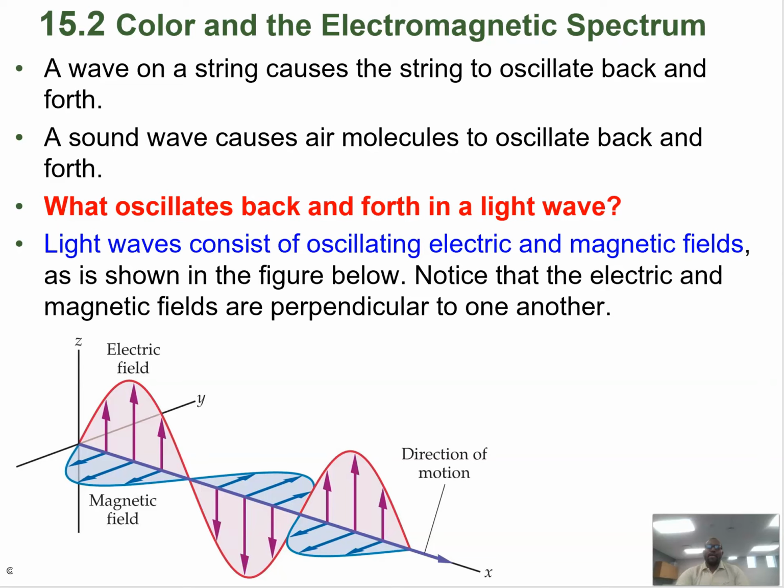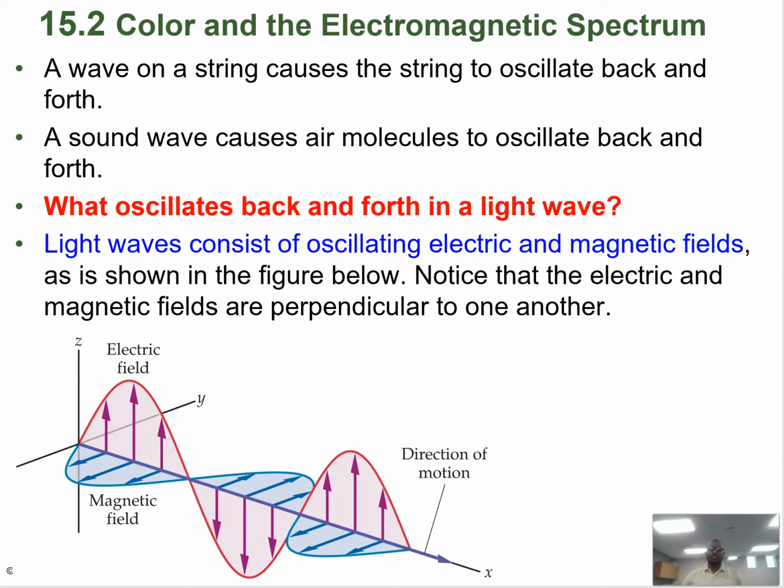So a wave on a string, if you remember what we have seen, if you have a string and you wave the string, a wave on a string causes the string to oscillate back and forth, and a sound wave causes air molecules to oscillate back and forth. The question is, what oscillates back and forth in a light wave?